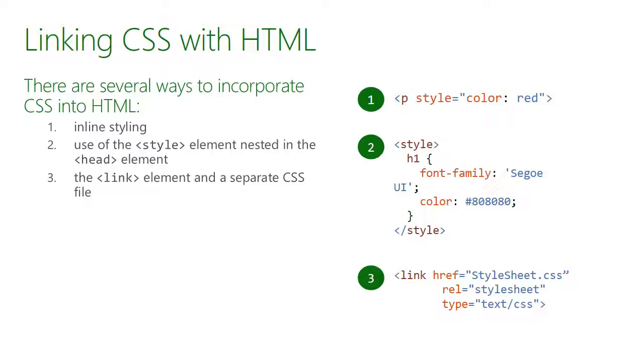So how do you link the CSS with the HTML file? There are three ways to do this. The first is with inline styling. You can see the example there on the right hand side. So this would be included within the actual HTML file itself. Okay, so you just, for example, using the P tag, you might specify the style of the text to be red. The second method of incorporating CSS into HTML is by use of the style element nested in the head element. Again, this is within the HTML file.